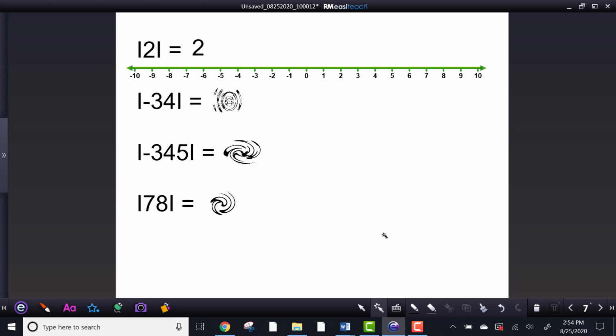Now we have negative 34. Now I know negative 34 is not on this number line, but we know that negative 34 is 34 places away from 0 on the number line. So the absolute value of negative 34 is 34.